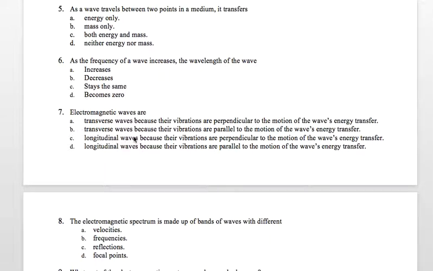B, transverse waves because their vibrations are parallel to the motion of the wave's energy transfer. C, longitudinal waves because their vibrations are perpendicular to the motion of the wave's energy transfer. Or D, longitudinal waves because their vibrations are parallel to the motion of the wave's energy transfer.